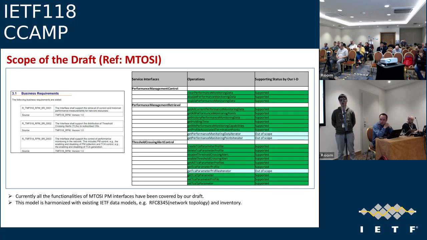This draft is aimed to cover all the functionality of legacy interfaces, such as MTOSI and CORBA. Currently, you can see in the table that all the interfaces are supported by our draft, except the iterator interface, which we consider out of scope. This draft is not a simple translation from the MTOSI interface to a YANG data model, and it should be harmonized with the data model we have in the topology and also the inventory. Okay, next page.